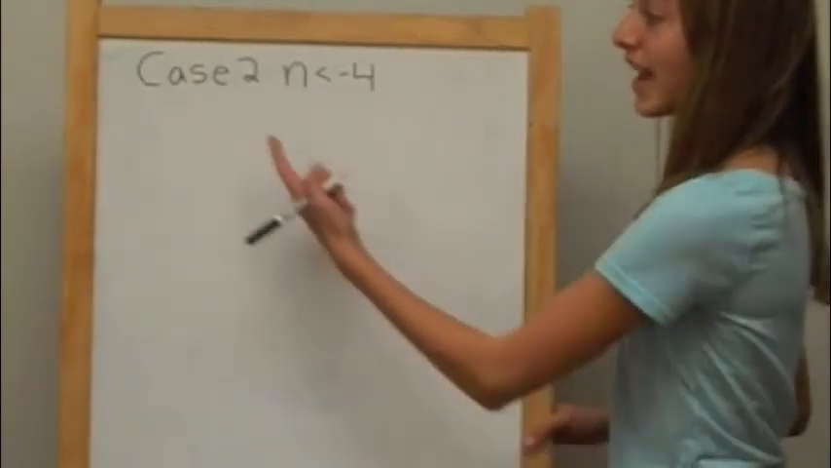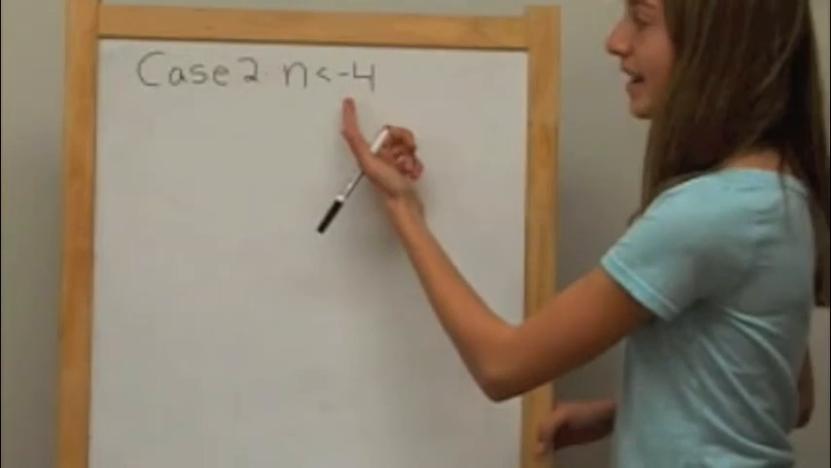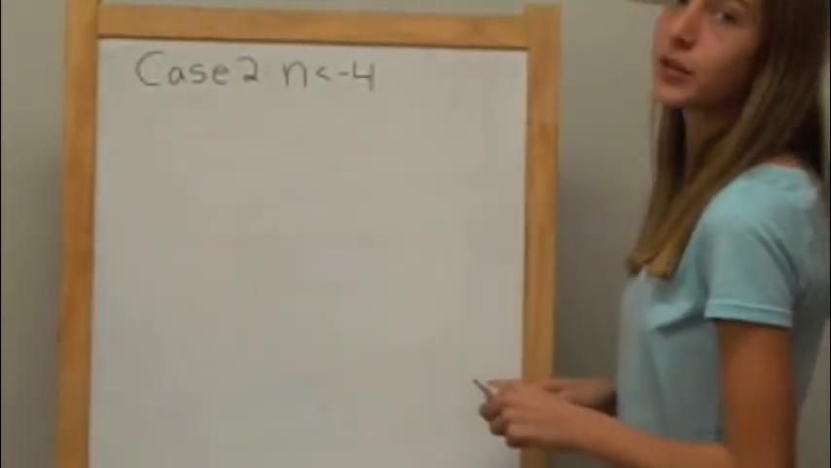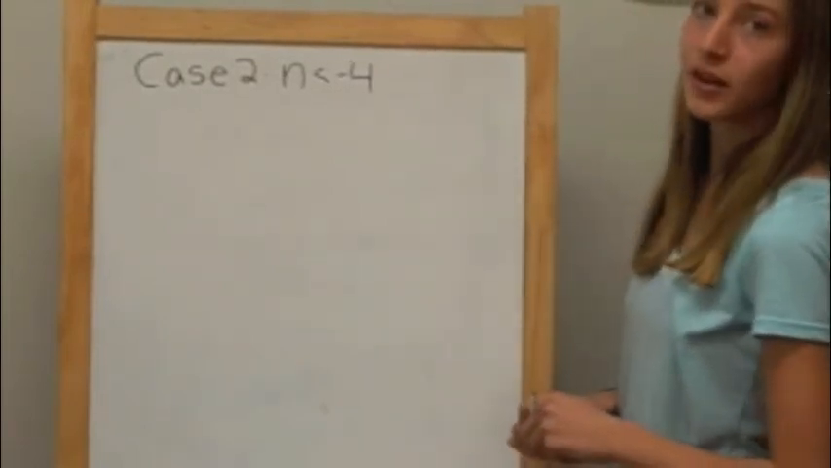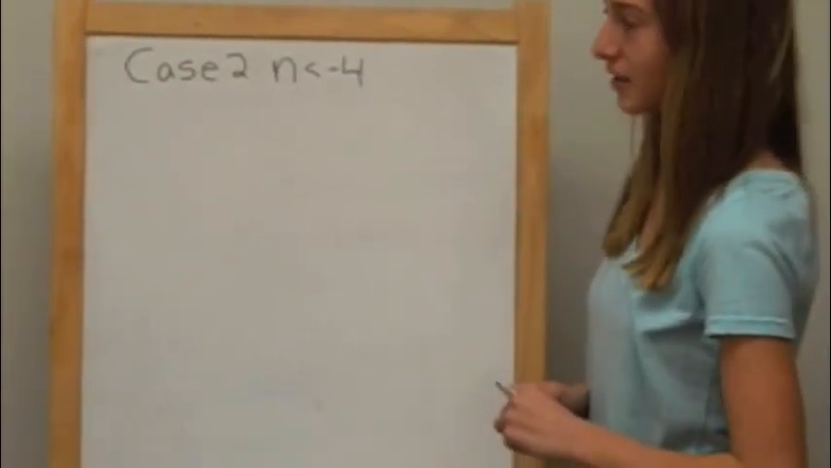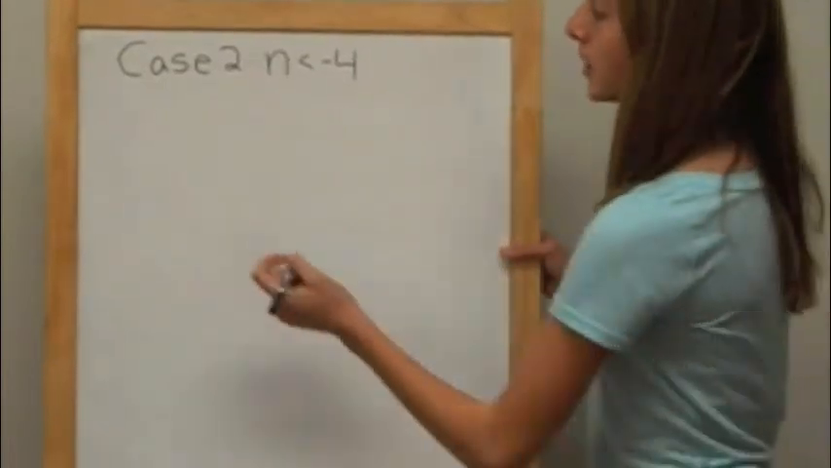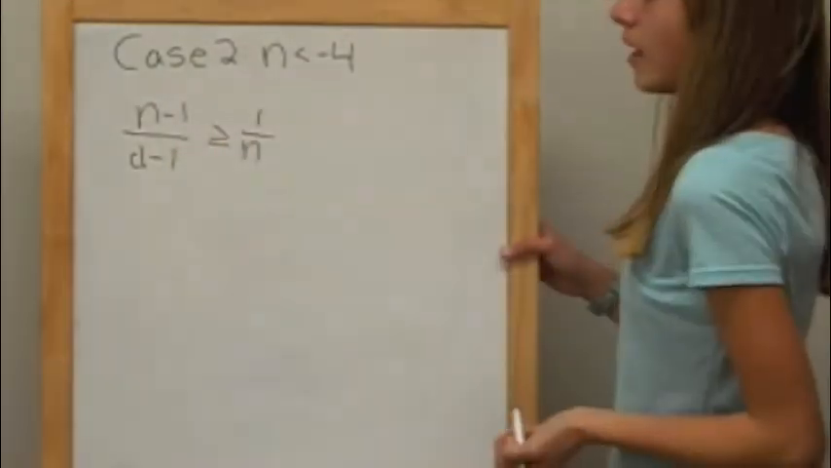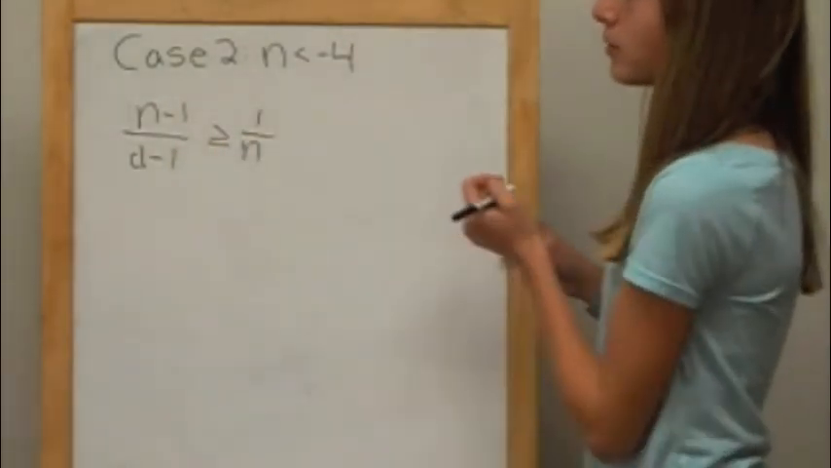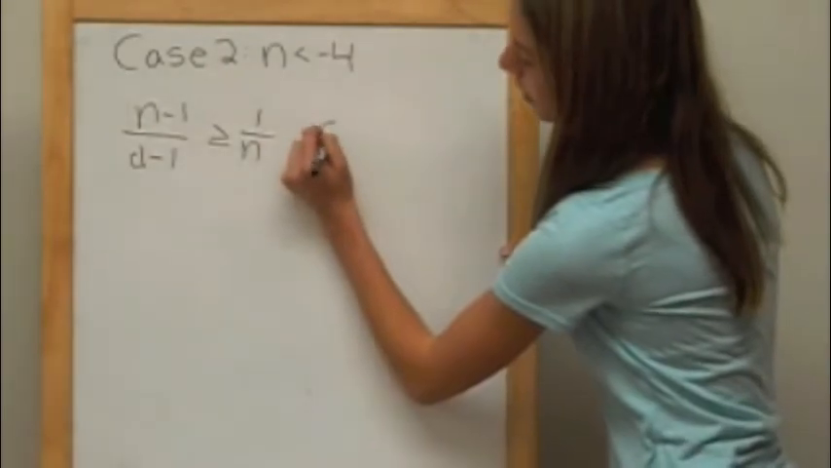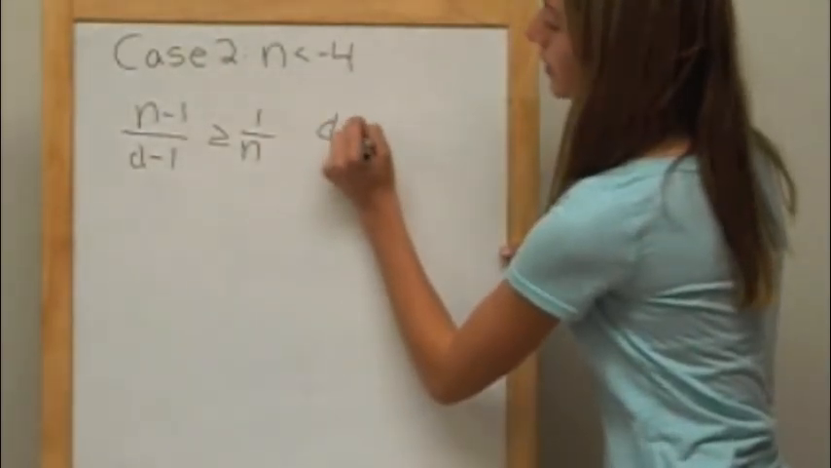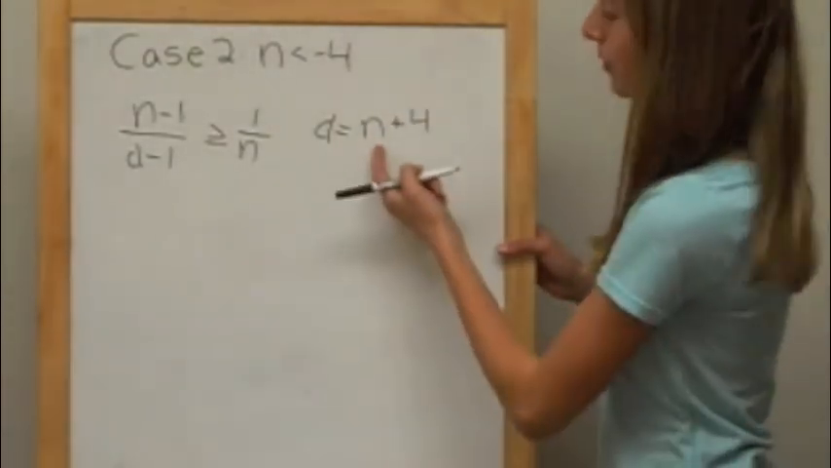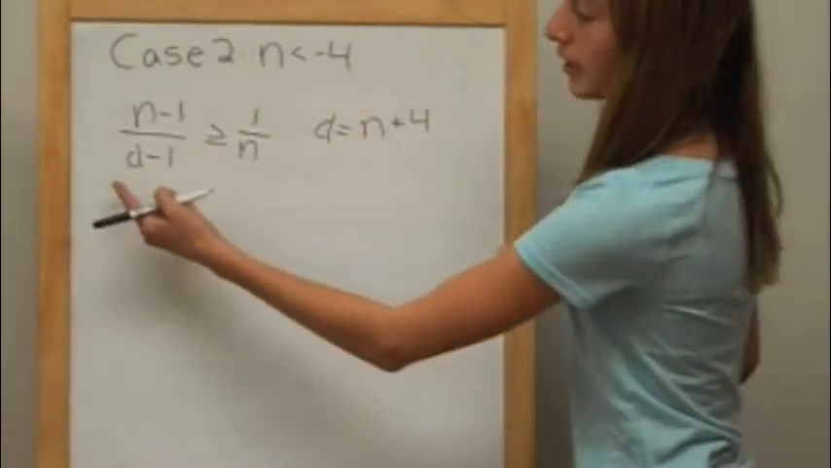Now we have to solve for case 2, which is n is less than negative 4. Remember that we got these cases from our solution to the first inequality, which was n over d is greater than 0. So now we start off with the inequality, and now, similarly to case 1, we have to use substitution. We have the equation d equals n plus 4. We have to substitute n plus 4 into where d is.